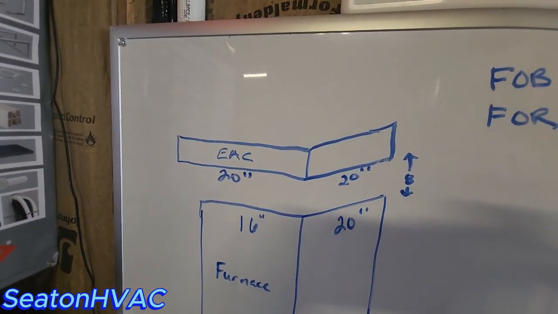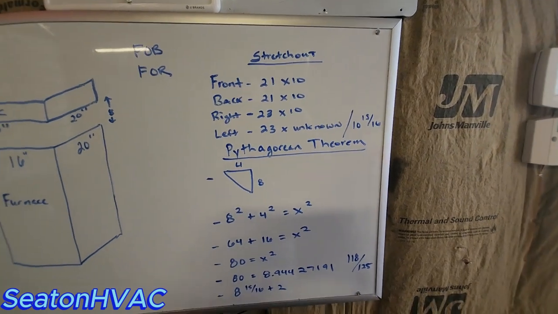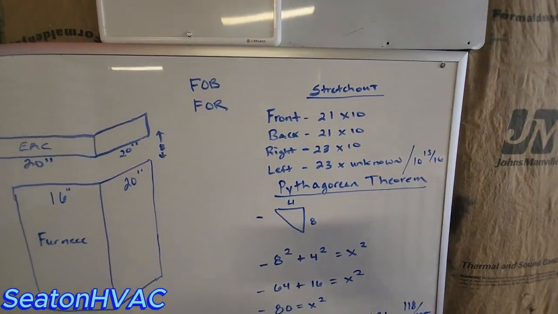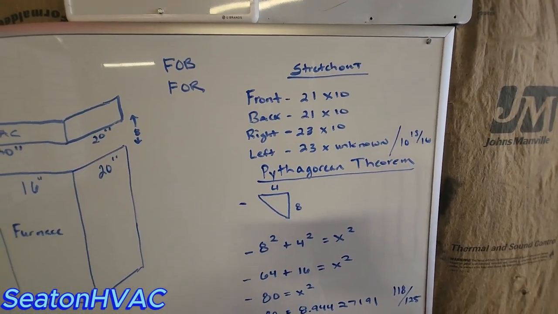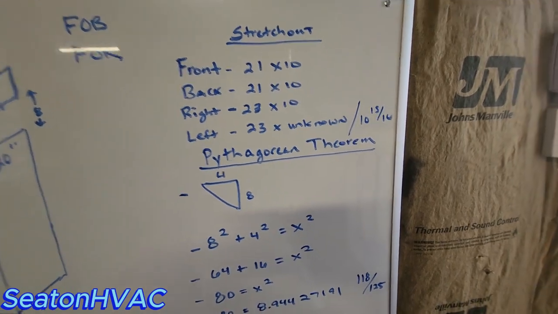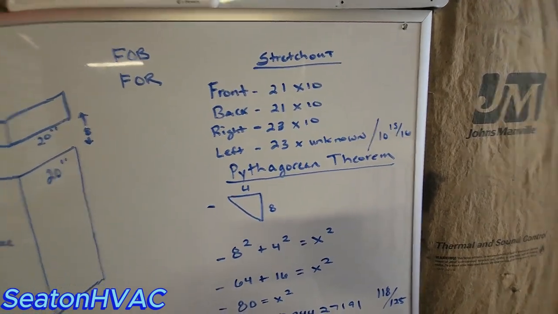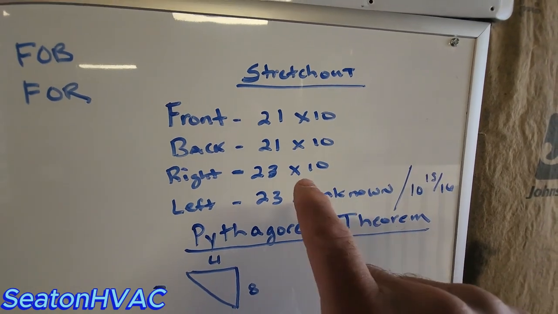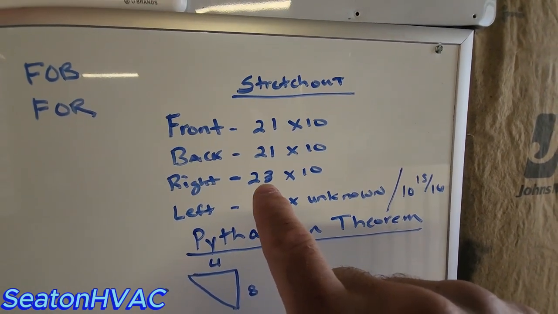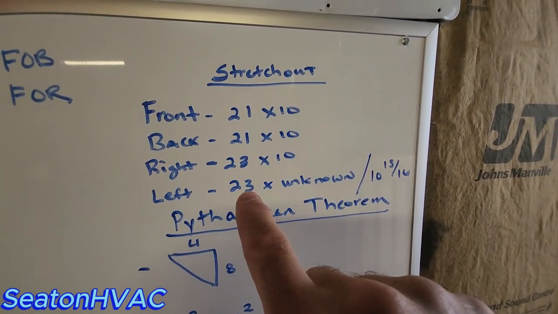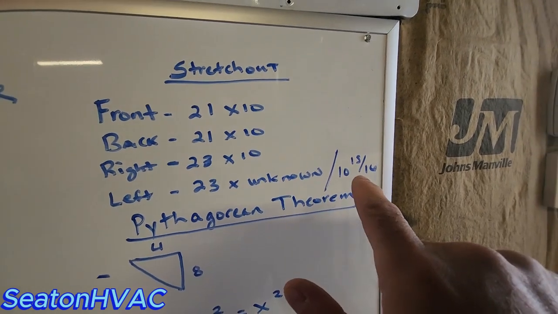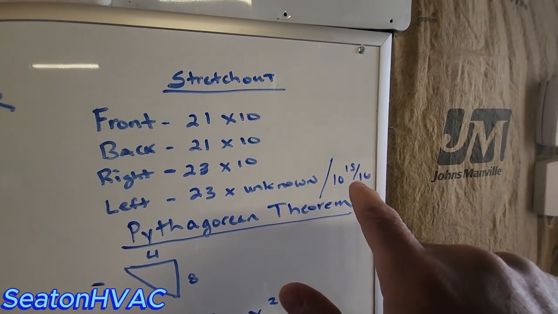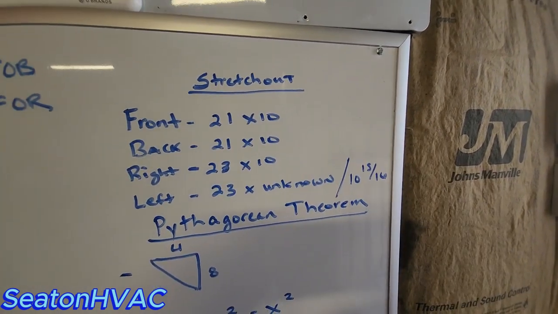Let me show you that here in a sec. All right, so for those of you that failed math in high school or junior high, this may not be for you, but I like this kind of stuff. So what I put here, our right hand side is 23 by 10. Our left, I put 23 by unknown, but I did figure it out. It's going to end up being 10 and 15/16. Let me show you why.